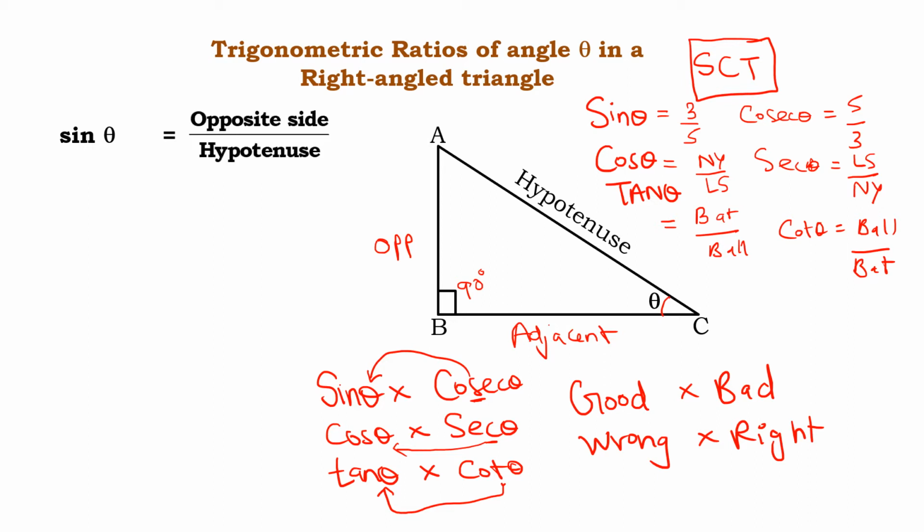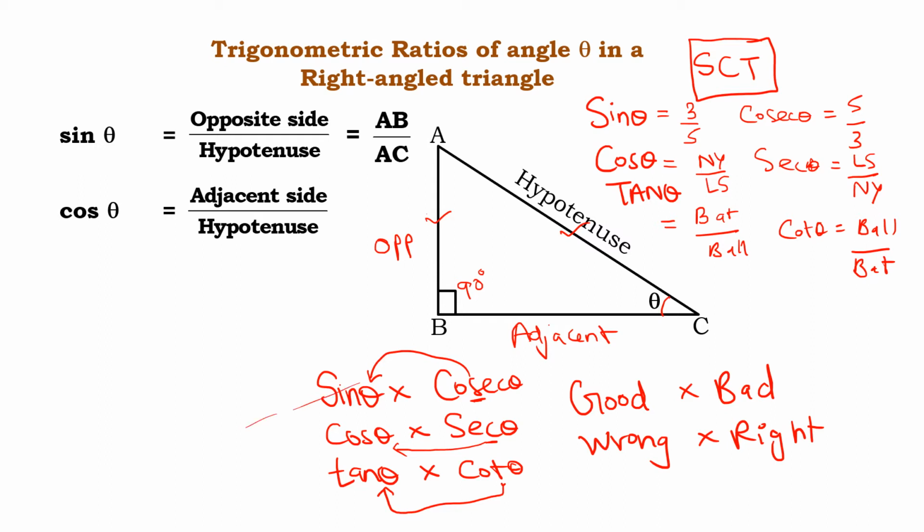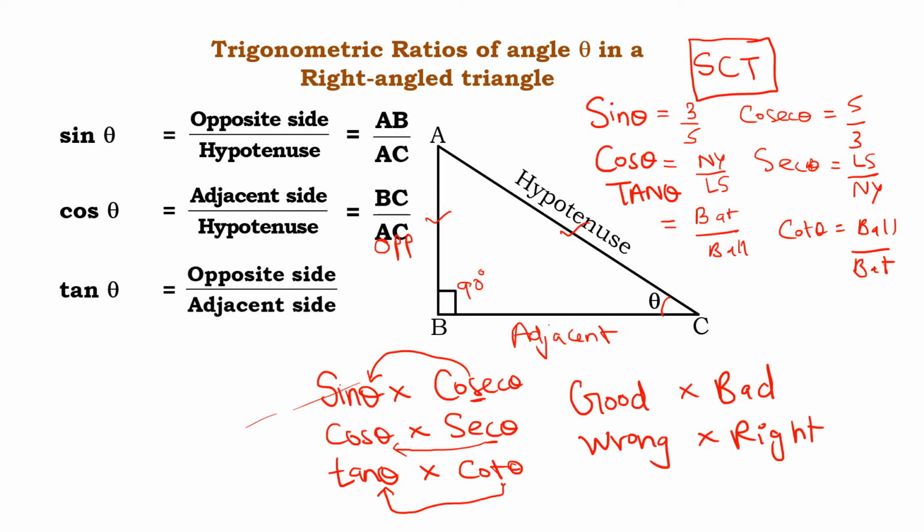Now as you can see, sine theta is opposite upon hypotenuse. That means AB upon AC. The opposite side is AB and the hypotenuse side is AC. So if sine theta is opposite upon hypotenuse, cos theta is adjacent upon hypotenuse. The adjacent side, as you can see, is BC, and the hypotenuse side is AC. And tan theta is opposite upon adjacent.